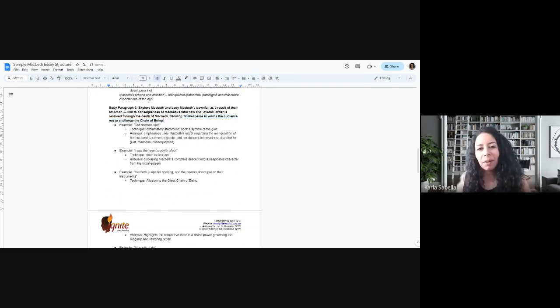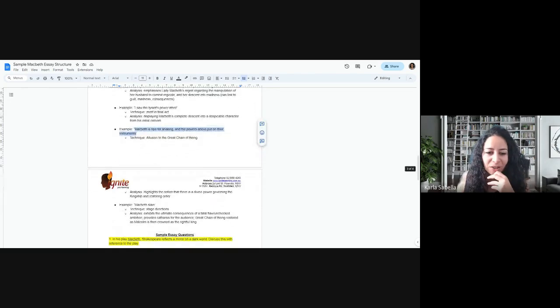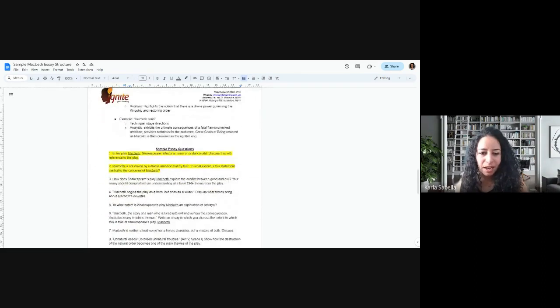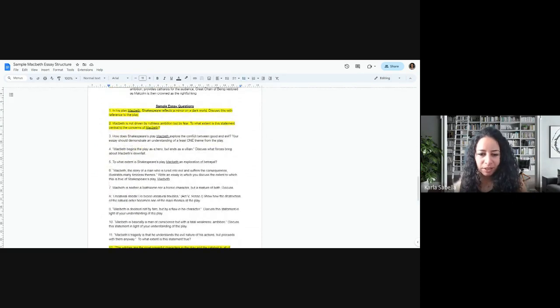So always come back to what is the composer's purpose overall? What do you think they're trying to say? What's the message? And that's what we see here with the quotes, and then you go into your technique and your analysis, emphasizing Lady Macbeth's regret regarding manipulation of her husband, et cetera. And then, Macbeth is right for shaking the powers, and the powers above put on their instruments. So you've got the fact that the religious powers that be are going to be restoring order in some way. And then going back down to the questions again.